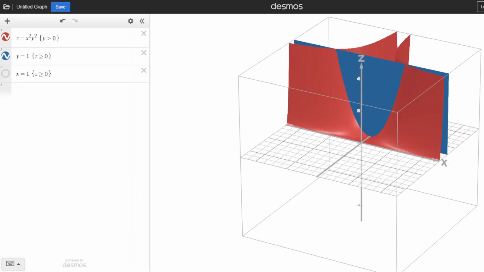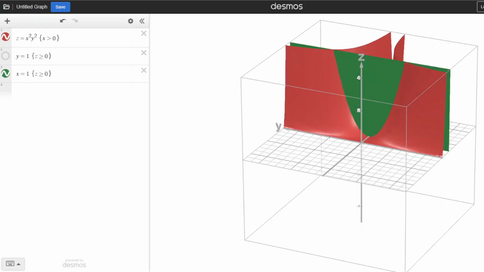If I now fix a point on the y-axis, so let y equal 1, you can see we have a parabola formed in the xz plane. Using partial derivatives, we can calculate the gradient of the tangent to the parabola at the fixed point y equals 1 and in the x direction. Similarly, if I now fix a point on the x-axis, so let x equal 1, you can see we have a parabola formed in the yz plane. And using partial derivatives, we can calculate the gradient of the tangent to the parabola at the fixed point of x equals 1 and in the y direction.